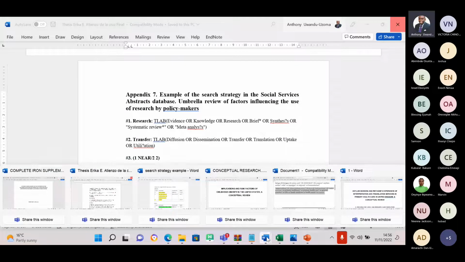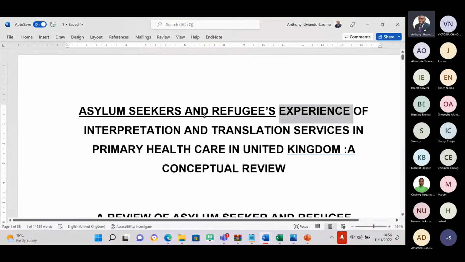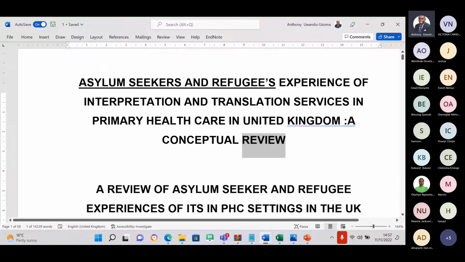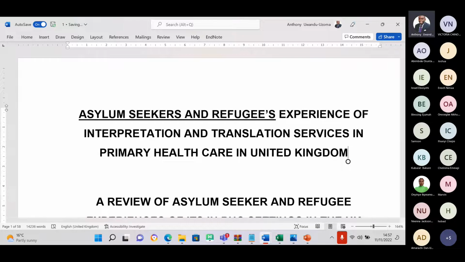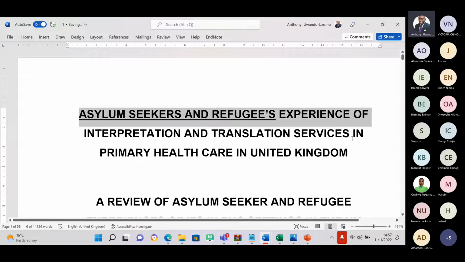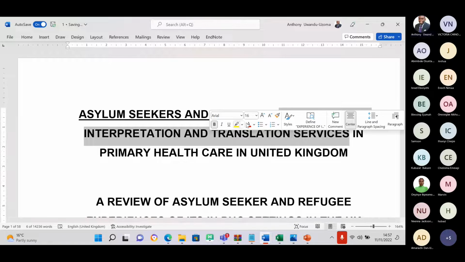I want to use this now. Like I was saying, this topic can be the same topic, but the methodology will tell us the difference. You understand? You can have exactly the same topic but a different methodology. The experience of interpretation of tertiary services in primary health care in the United Kingdom. So this is the population. This is the phenomenon under study, the experience of a phenomenon.